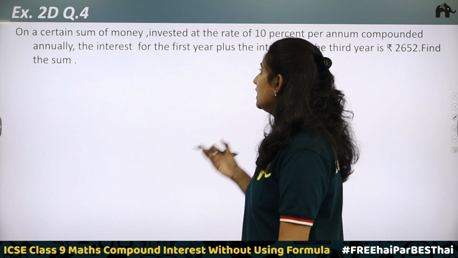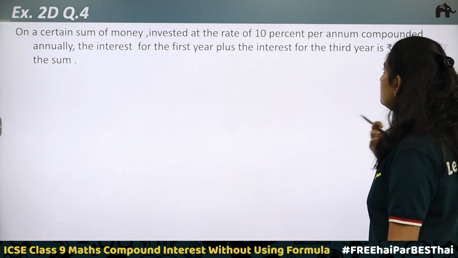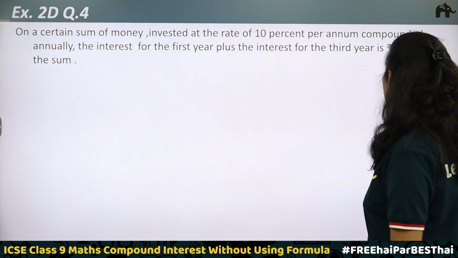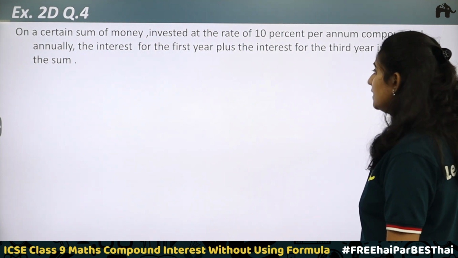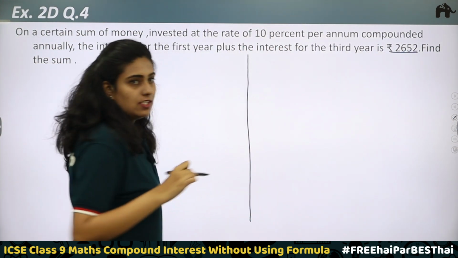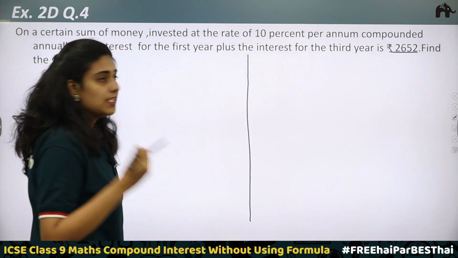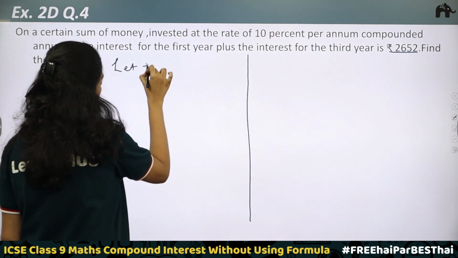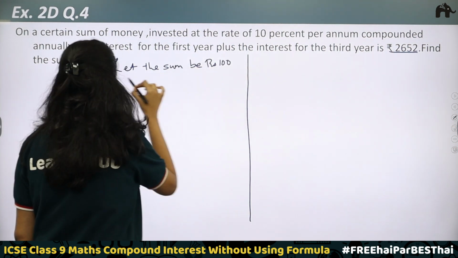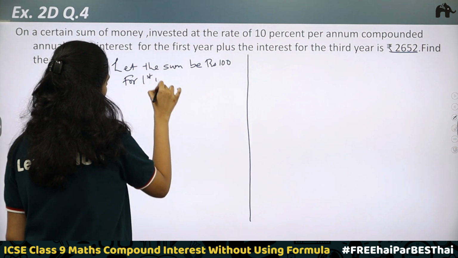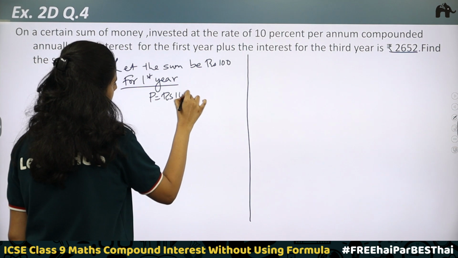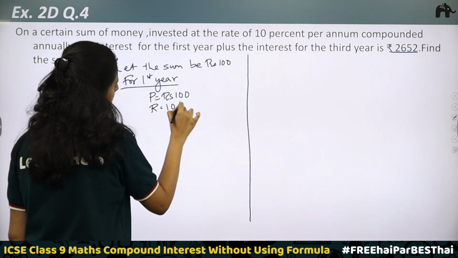On a certain sum of money invested at the rate of 10% per annum compounded annually, the interest for first year plus the interest for third year is rupees 2652. Find the sum. So here the sum is not given, so we will be taking the sum to be equal to rupees 100. Let the sum be rupees 100. For first year, principal is rupees 100 that we have taken. Rate of interest is 10%.